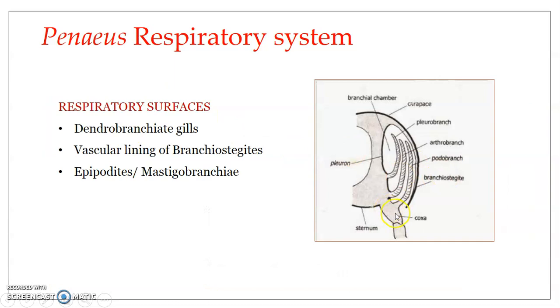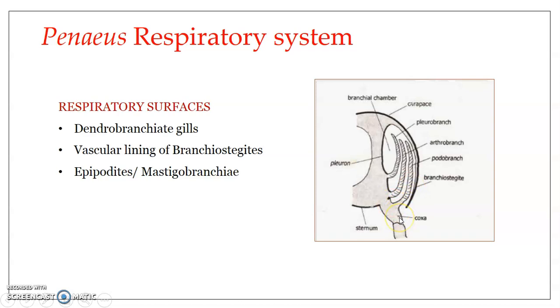Okay, so this is the coxa, this is the appendage. This is the branchial chamber, this is the coxa. The gill may be found attached to the coxa. Here you can see, right? This kind of gill is known as a podobranch. Podus means foot, and branchia refers to gills. So podobranch is a type of dendrobranchiate gill which is found attached to the coxa.